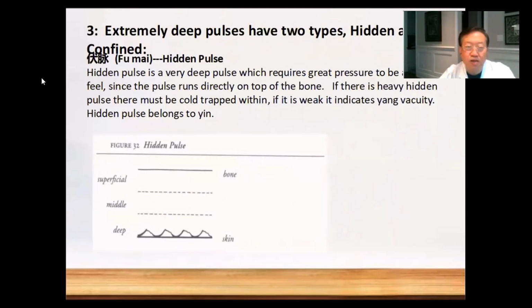Extremely deep pulses have 2 types, hidden and confined. Fumai, hidden pulse. Hidden pulse is a deep pulse which requires great pressure to be able to feel. Since the pulse directly runs on top of the bone, if there is heavy hidden pulse, there must be cold trapped within. If it's weak, it indicates yang vacuity. Hidden pulse belongs to yin.